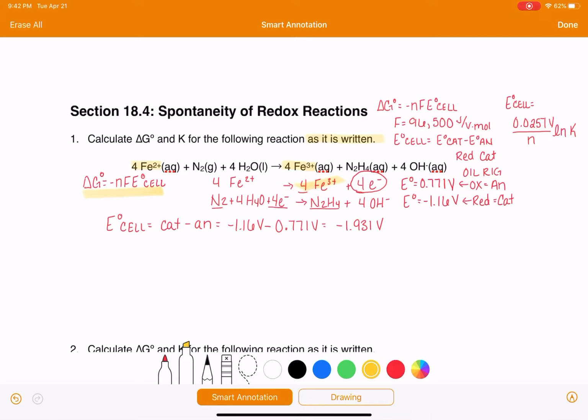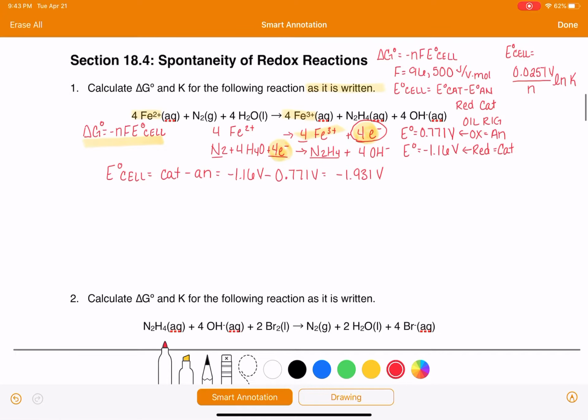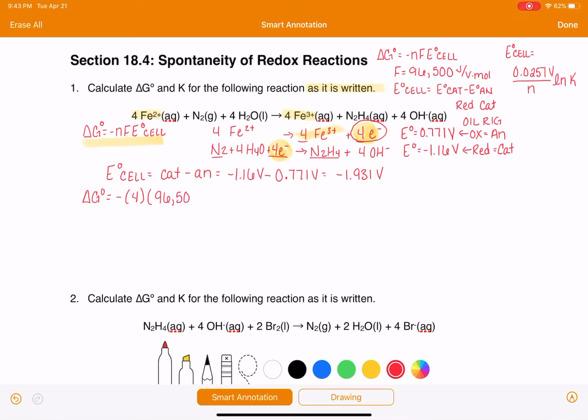The other thing we need to figure out in order to use our delta G equation is n. How many electrons are being exchanged in this reaction? We've got 4 electrons in each of our half reactions, so that is the value of n. We're totally ready to use delta G. Delta G is negative 4, the number of electrons being exchanged, times 96,500 joules per volt mole, times our E cell, which is negative 1.931 volts.